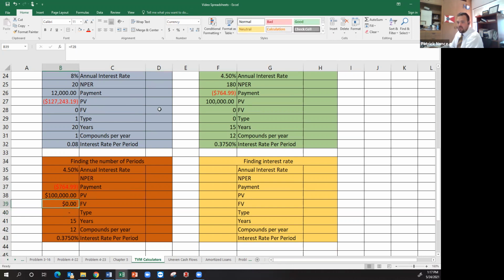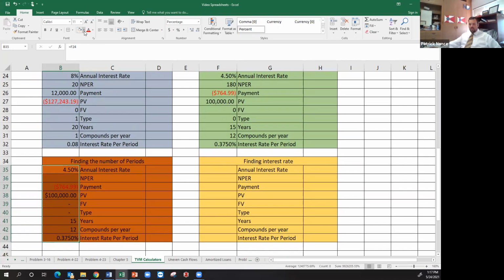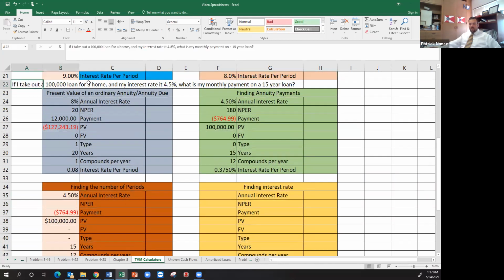Type 0, future value 0. Okay, so we would have had to find this payment. Some of the problems can give you the payments instead. I just realized that's pretty hard to see. Hold on. The color.